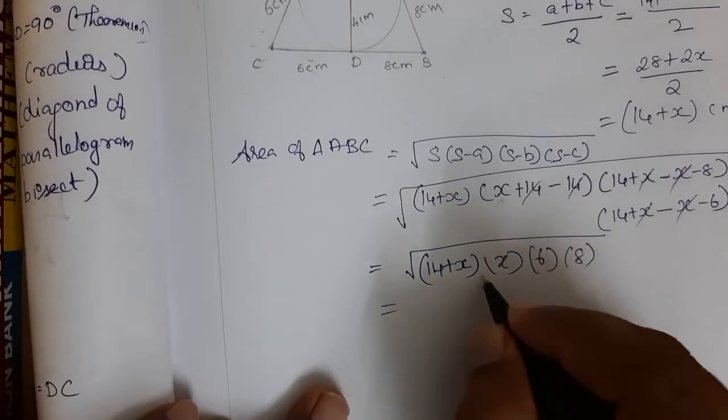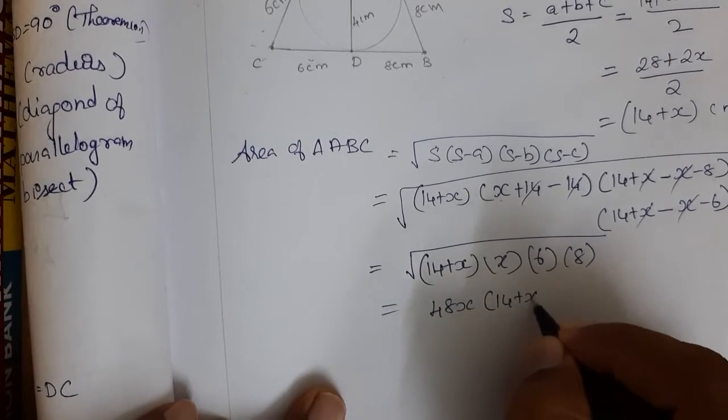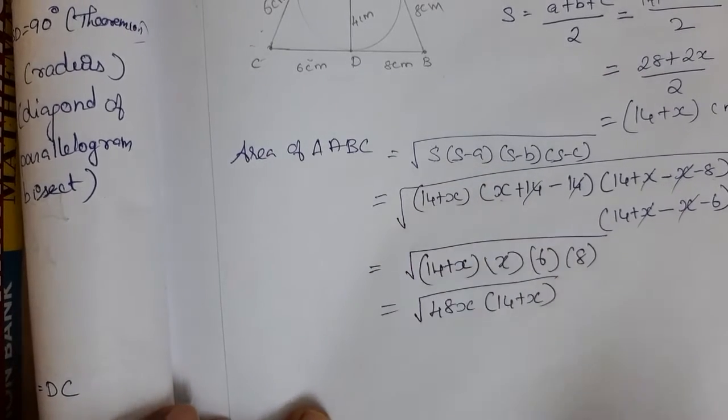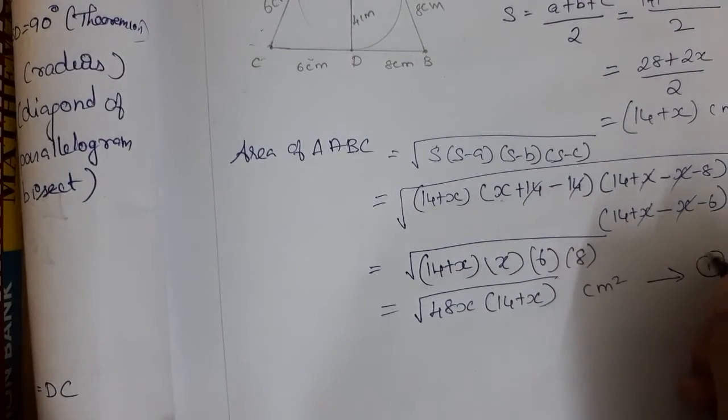So 6 into 8 is 48, so 48x into 14 plus x, square root of, right? This is the Heron's formula. So let me keep it as equation 1.